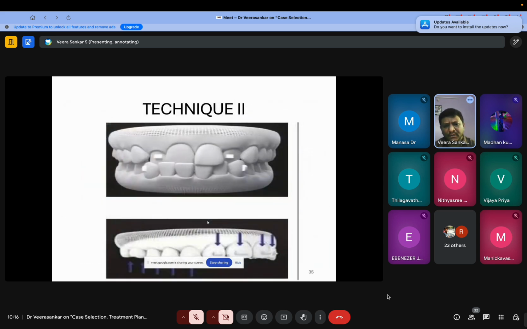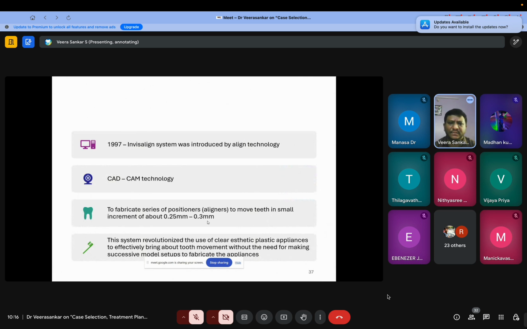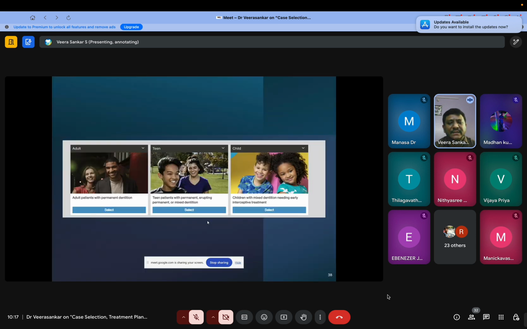Technique 2 is the placement of attachments, which is nothing but creating a projection. Moving on to the next system, the Invisalign system, introduced in 1997 by Align Technology. It is a CAD/CAM technique. It uses a series of aligners to move the teeth. The system revolutionized the use of clear aesthetic plastic aligners.